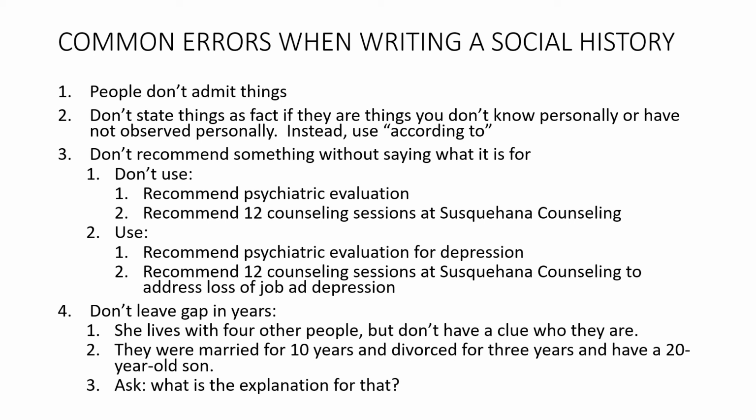Number 2, when it comes to not leaving gaps of information, would be they were married for 10 years and divorced for 3 years and have a 20-year-old son. We have no idea what that means. Is it like, what is going on here? You need to be a little bit more specific. And then, of course, maybe with years and stuff like that. And then 3, ask, what is the explanation for that? And you can ask them, and then they can explain that to you.